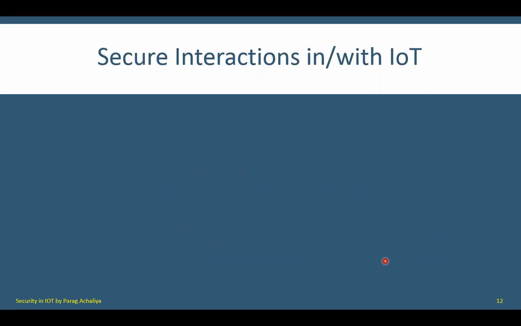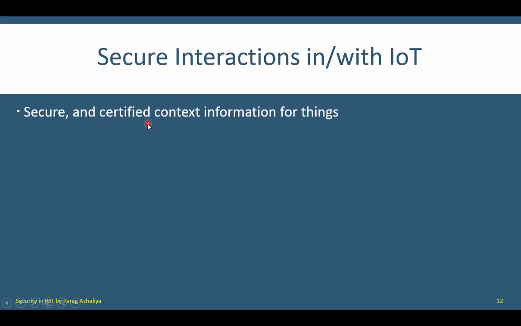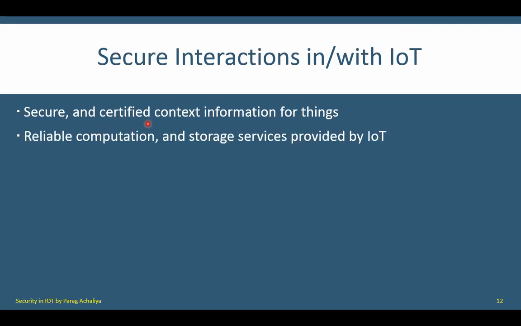Next one is secure interactions in or with IoT. There should be secure and certified context information for all types of things or devices in your IoT application implementation. So every device or every object in your IoT must be secure and it must be certified. There should be reliable computation and storage services provided by the IoT. So the computation must be reliable, properly trusted, and there should be proper storage services provided by your IoT application.